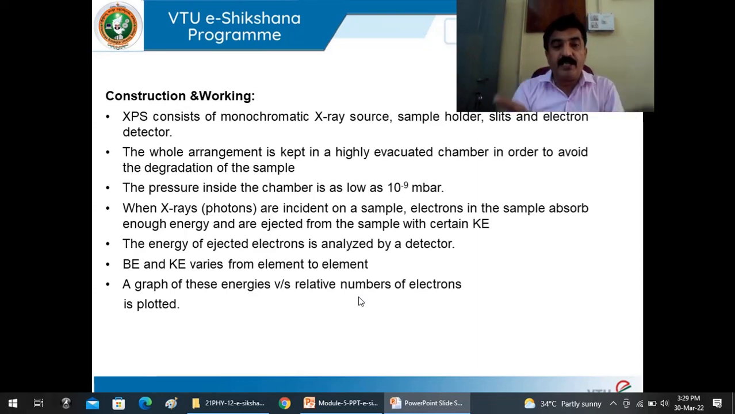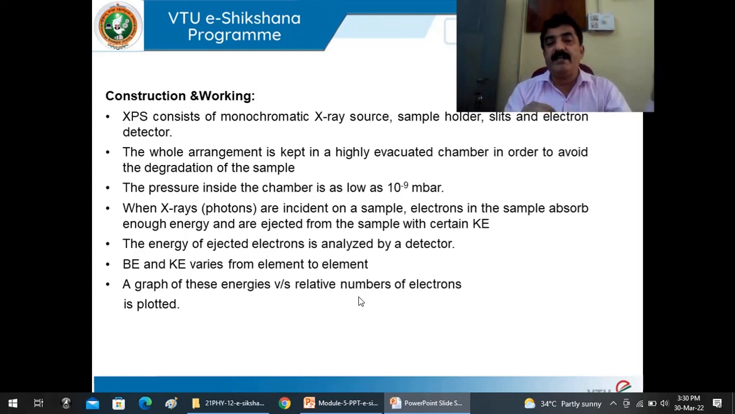Next, the whole arrangement must be kept in a highly evacuated chamber. The whole setup must be in a vacuum chamber so that there is no interference or loss of energy due to unwanted compounds from the surroundings present in the cavity. So you have to suck out all the air present in the chamber. You need the highest degree of evacuation. Next, the pressure inside the chamber must be as low as 10 power minus 9 millibar.